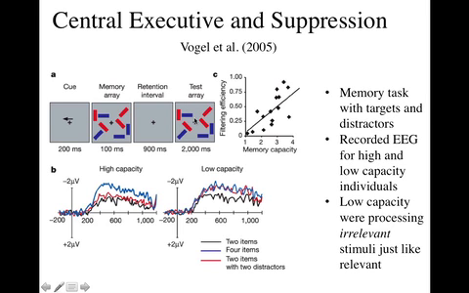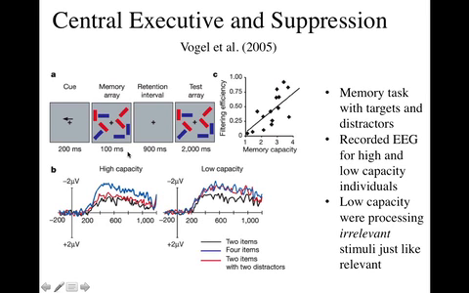This was a recent study, Vogel et al., 2005, where people had to do different kinds of memory tasks. They had to either remember 4 items from a memory array, or remember 2 items from a memory array. And what they did was measure the EEG response of regions of the brain that are associated with short-term memory, and looked at how hard those portions of the brain were working when they had to do different kinds of memory tasks. So either a 2-item task or a 4-item task, 4 items or 2 items with 2 distractors.